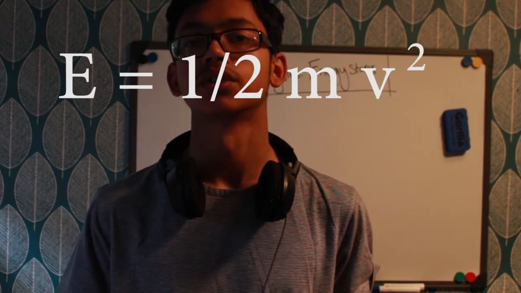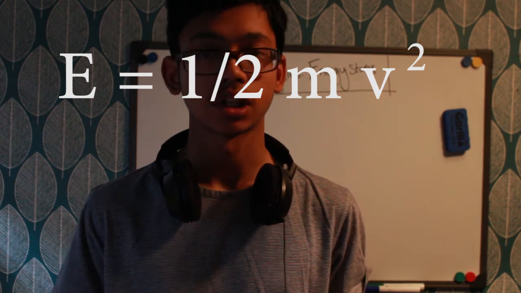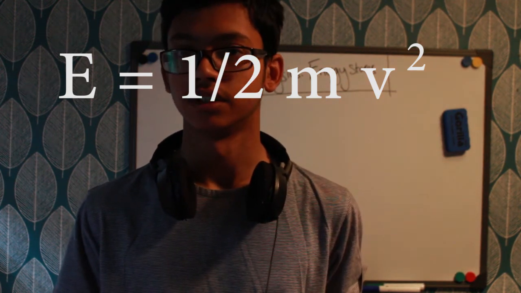Now let's look at some formulas. Alright, so the formula for kinetic energy is E equals half mv squared, where m is the mass of the object and v is the velocity or the speed. And yes, you do have to memorize these formulas. By the way, mass is in kilograms and speed is in meters per second.